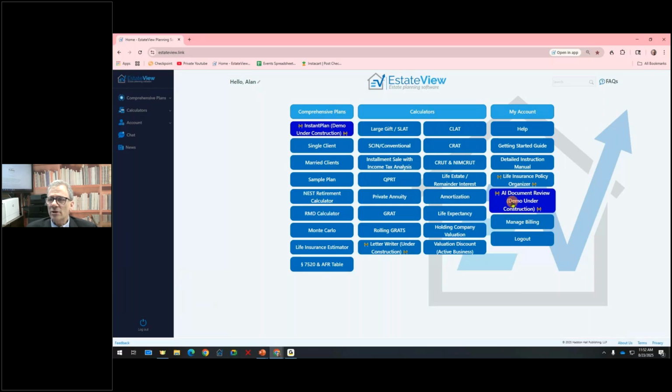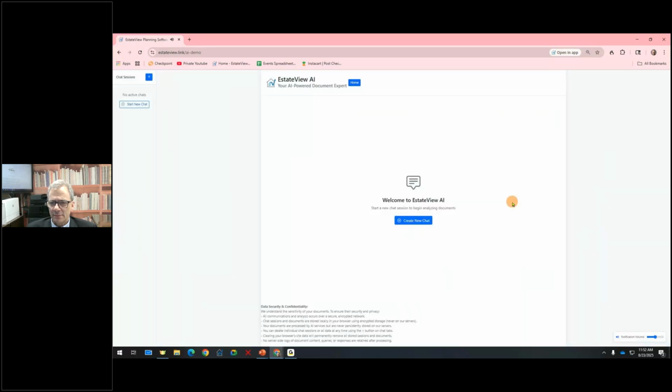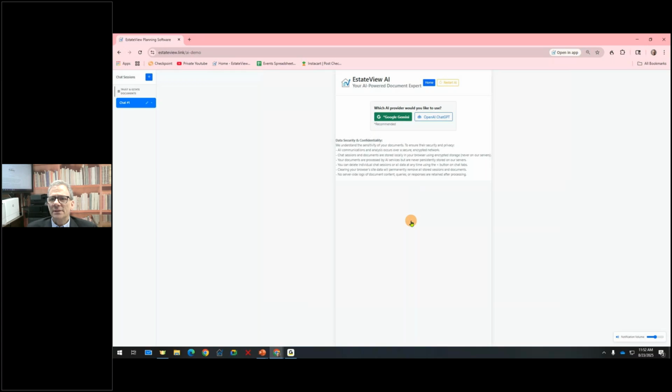When you click on our AI document review program, it says welcome to EstateView AI, and you will click on create a new chat, and then you can choose Google Gemini or OpenAI, which is also ChatGPT. So I prefer Google Gemini. It's faster and it seems to be smarter.